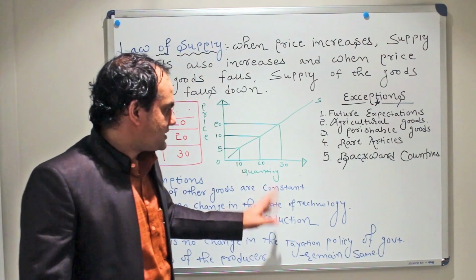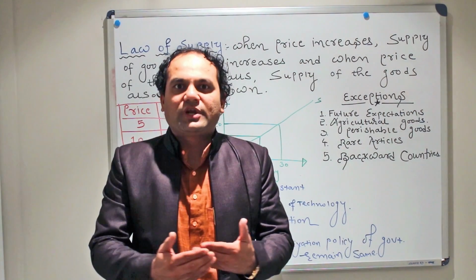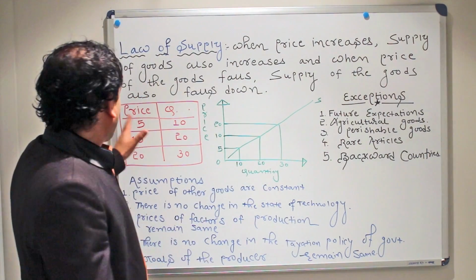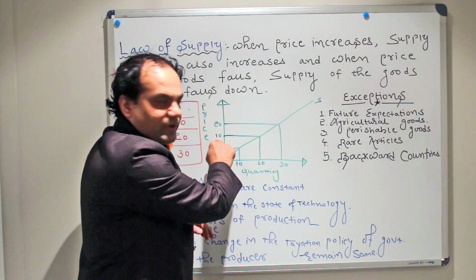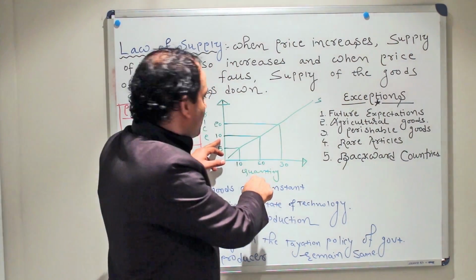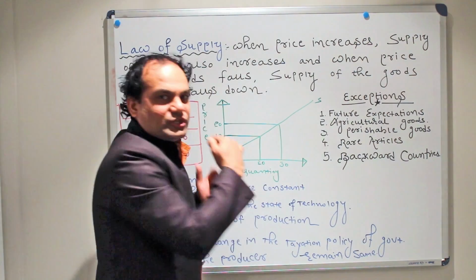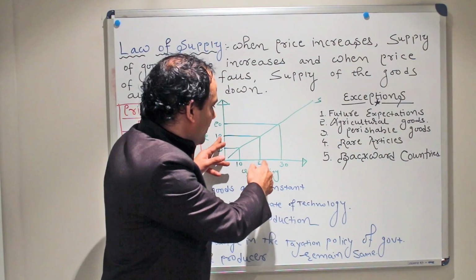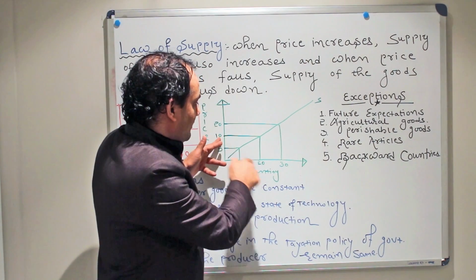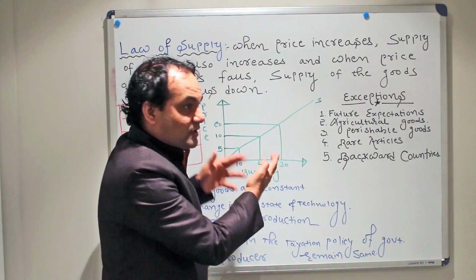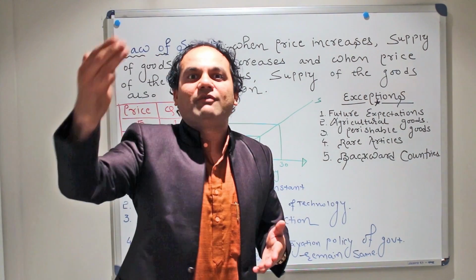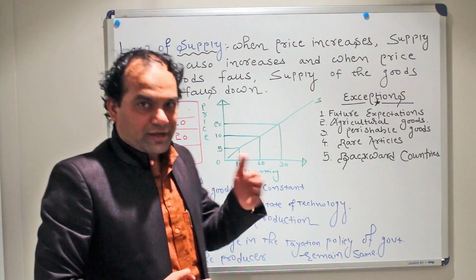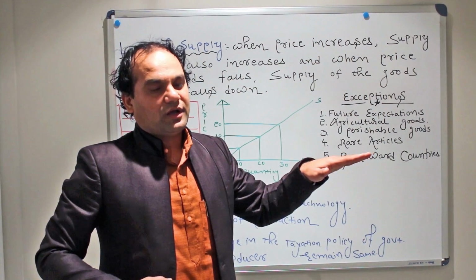Then there is no change in the state of technology. Remember, technology is constantly upgrading itself. So this is our diagram for the price and quantity supplied. At the price of 10, we have supplied 20 units. But what happens if the technology has upgraded? Then at the same price of 10, we will be able to produce more units. So it is possible that at the same price of 10, we are able to supply 25 units now, because technology has improved and we are now able to produce more units than we used to once upon a time. So the technology has to remain constant. The technology should not be upgraded.